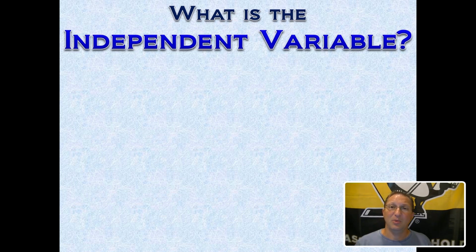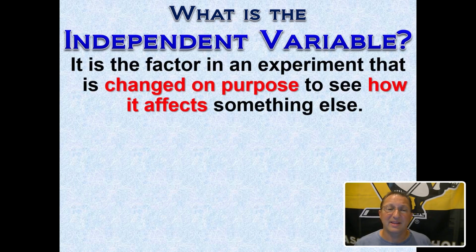So what's an independent variable? An independent variable is the factor or the variable, that's what a factor is, a variable, or the part of the experiment that is changed on purpose. So we're going to change something on purpose. If you remember our last lesson, there were two groups of students taking a test, right? One group of students was taking a test in a nice quiet room, and the next room had a band playing in the background.